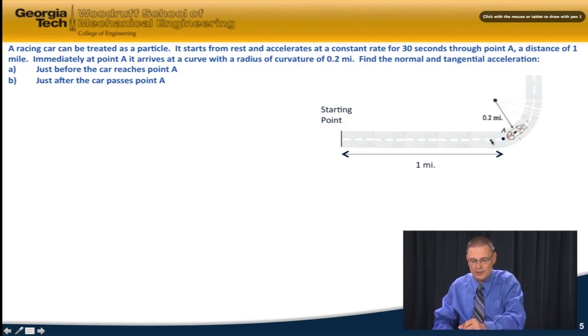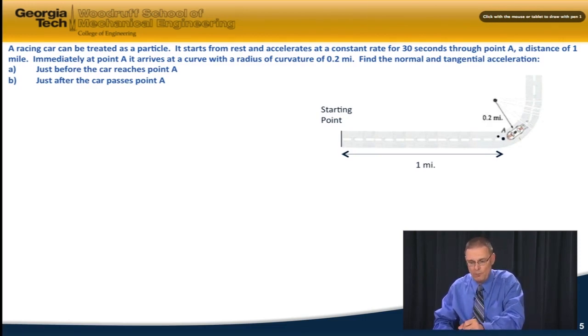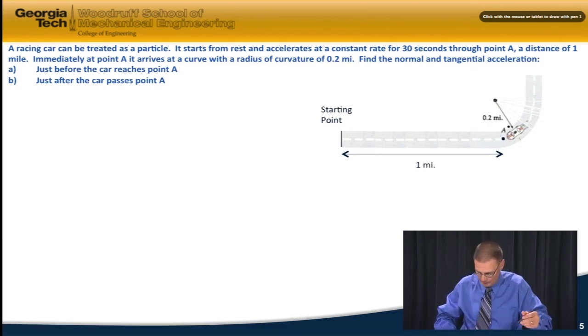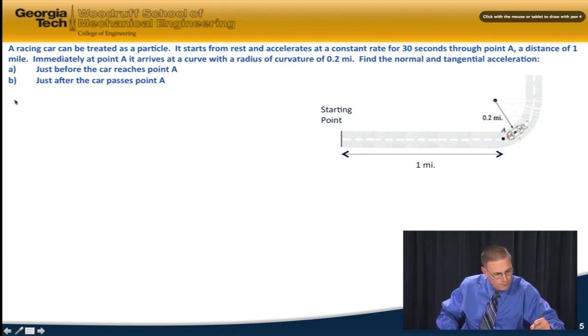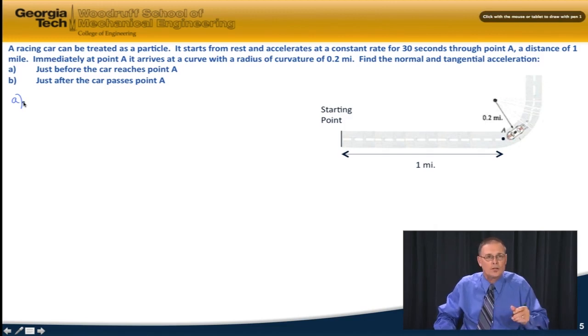It's going to go through a distance of 1 mile in 30 seconds and go into a curve with a radius of curvature of 0.2 miles. And I want to find the normal and tangential acceleration just before point A and just after point A. So let's start just before point A. And let's look at the normal acceleration first.